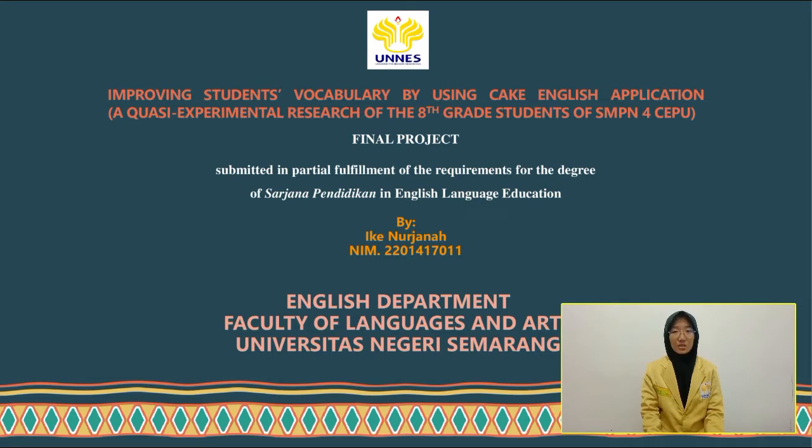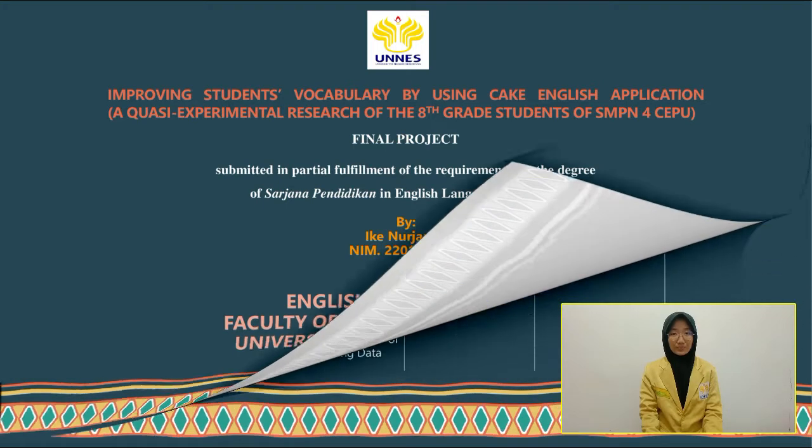My name is Ika Nurjana, student number 220141701. I'm from English Education 2017, Faculty of Language and Art, Universitas Negeri Semarang. This video is made as a requirement for the degree of Sarjana Pendidikan in English Language Education. My final project is entitled Improving Students' Vocabulary by Using Cake English Application, a quasi-experimental research of the 8th grade students of SMP Negeri 4 Cepu.